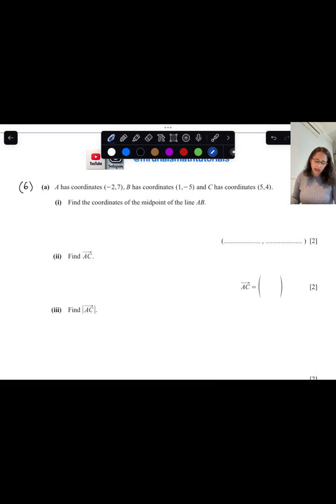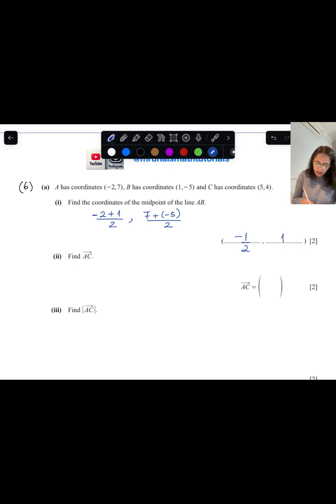Part A. A has coordinates (-2, 7). B has coordinates (1, -5). C has coordinates (5, 4). Find the coordinates of the midpoint of line AB. All right, this is basic straight line geometry. So -2 plus 1, x1 plus x2 divided by 2, y1 plus y2 divided by 2. Yes, that's the midpoint formula. So that gives me -1/2, and 7 minus 5 is 2. 2 divided by 2 is 1.